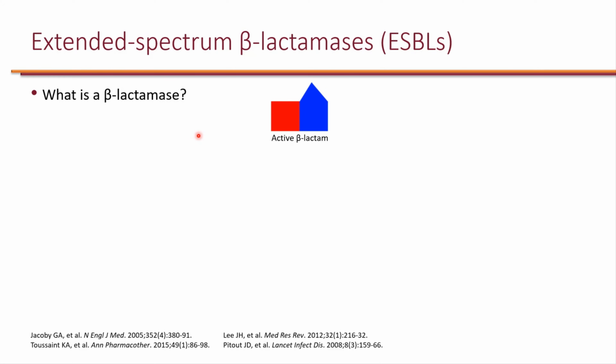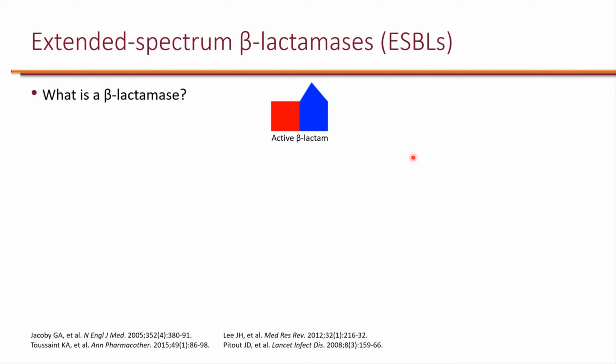ESBLs are an important mechanism of resistance in gram-negative organisms. But before we can talk about ESBLs, let's consider what is a beta-lactamase. So the beta-lactam ring is essentially a 4-member ring, and monobactams only have this 4-member ring, and penicillins, cephalosporins, and carbapenems have 2 rings fused together.